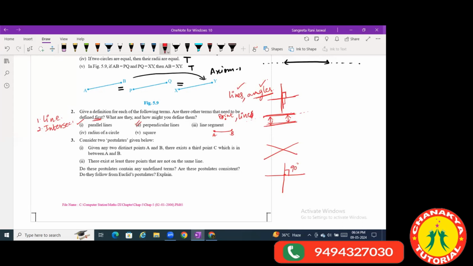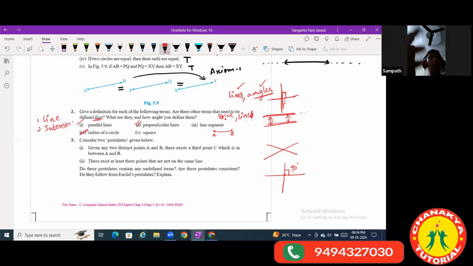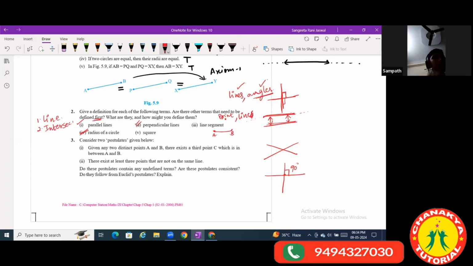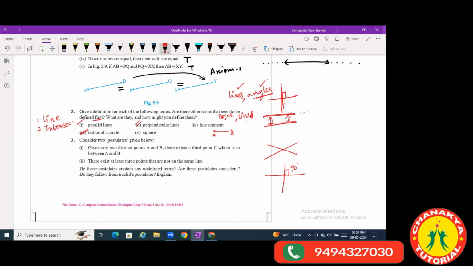Okay, the next is radius. Radius of a circle. Now, what can you say about the radius of a circle? It is half the measurement of the diameter. We can also say with the help of the radius only we can construct a circle. Yes, with the help of the radius, we can construct a circle.